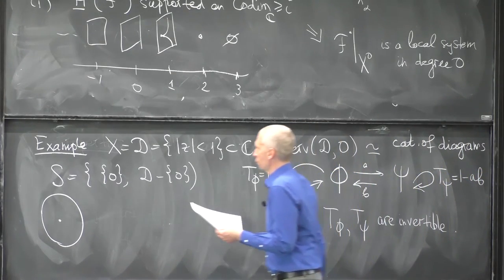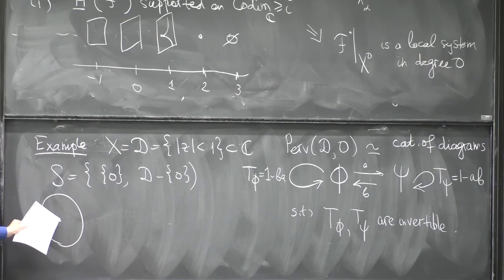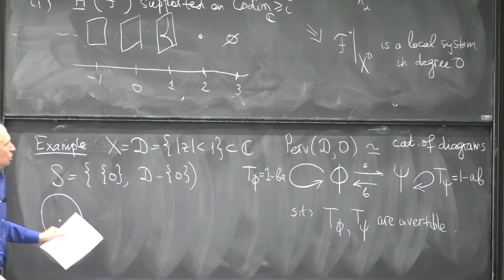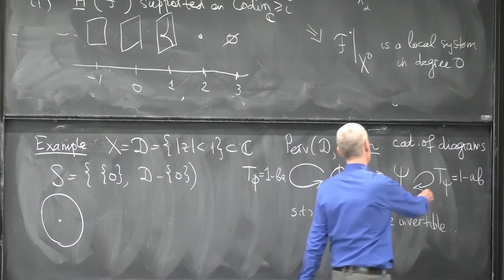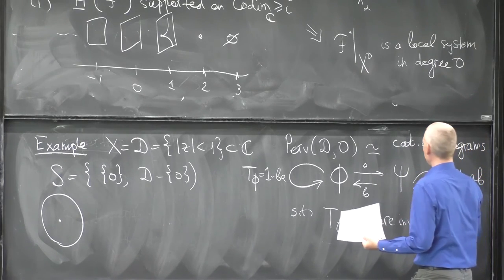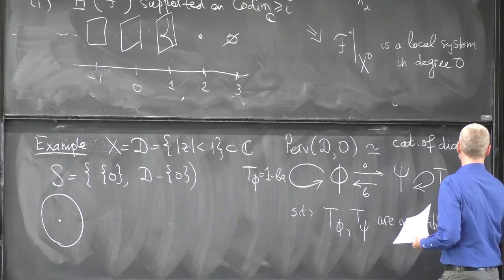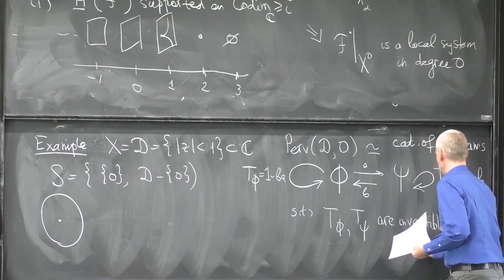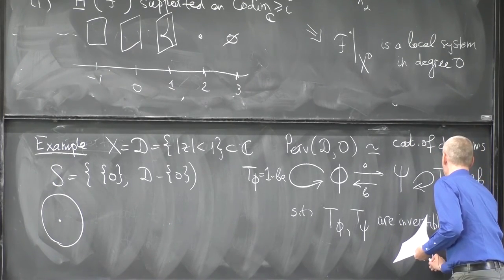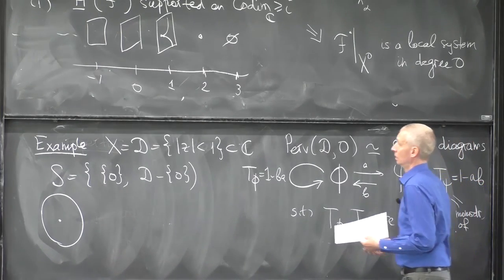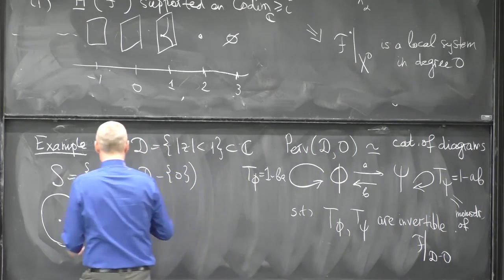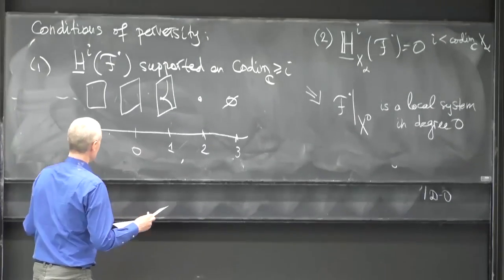So as I said, the perverse sheaf outside, on the generic locus, is a local system. So this is simply the monodromy of this local system around zero. So it's a monodromy of F restricted to D minus 0.